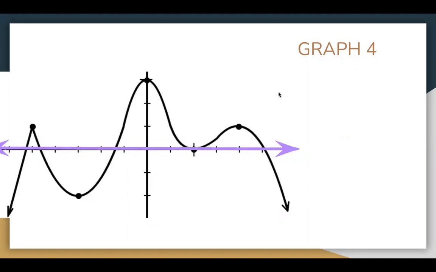So if I'm looking at this graph, I have an x-intercept here, here, moving along, another one right here. Here, it doesn't go past it, but it does touch that purple line. And then again, over here. So I have 1, 2, 3, 4, 5 x-intercepts.